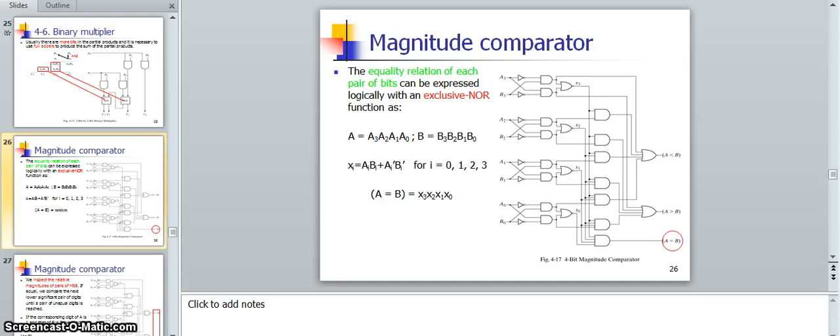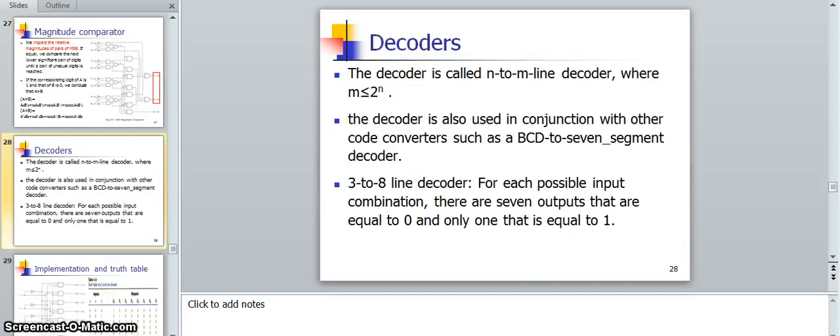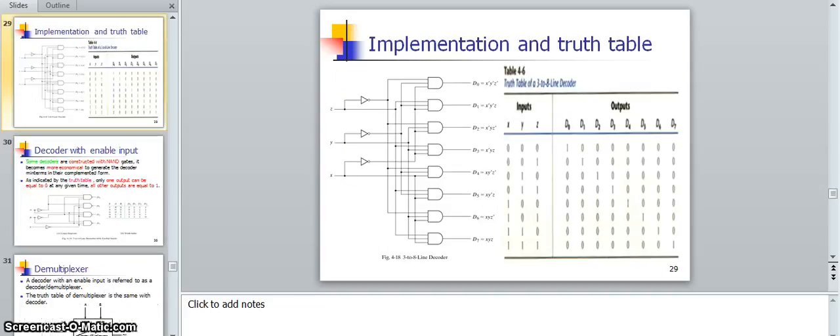We have different types of magnitude comparators, such as 2-bit, 3-bit, and 4-bit comparators. And also the decoder is an example of a combinational circuit. For example, in a 3 to 8 line decoder, 3 input lines and 8 output lines are used. This is the implementation table of the decoder. Here the inputs are X, Y, Z and the outputs are D0 to D7.